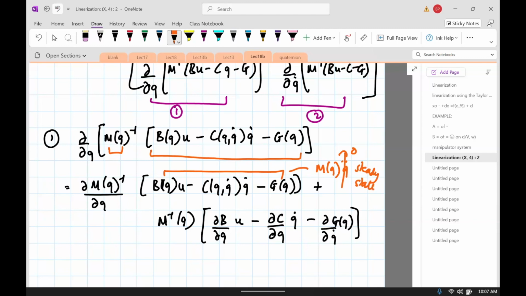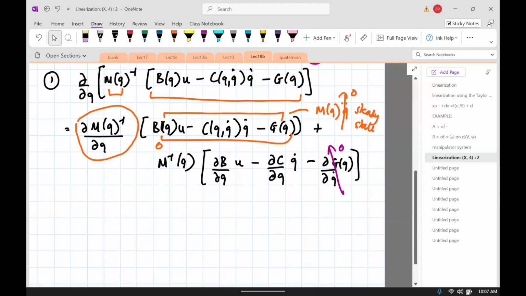Okay, so that makes life easy now, because if this whole term is 0, then we don't have to deal with this really ugly term. It's basically the inverse of m, and then you take the derivative. So the first term drops out, it's 0. For the second term, let's see. dB dq is not 0. dc dq is not 0 because c is basically a Coriolis term. It will have positions and velocity, so it's not 0. But the gravity term is only a function of the positions, not of the velocity. So this term will drop out.